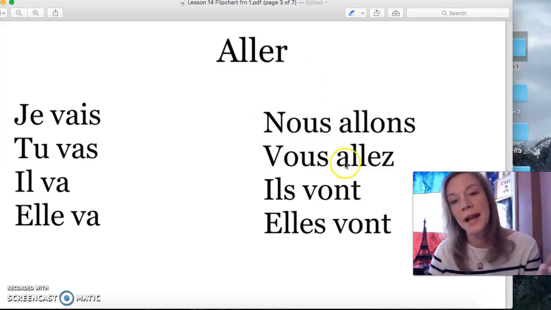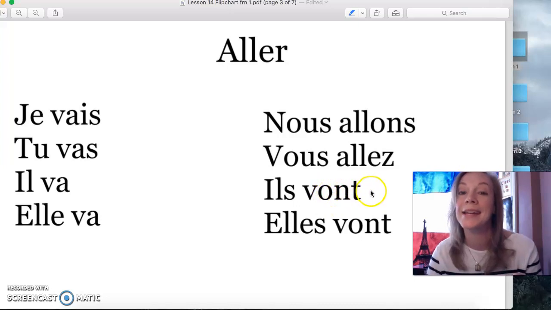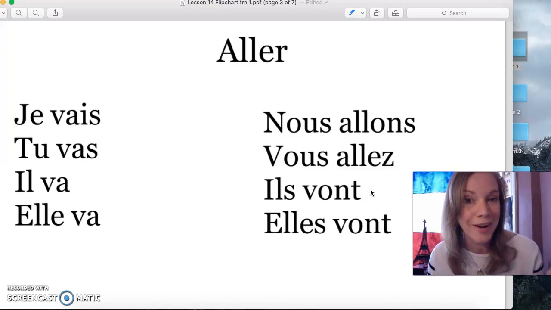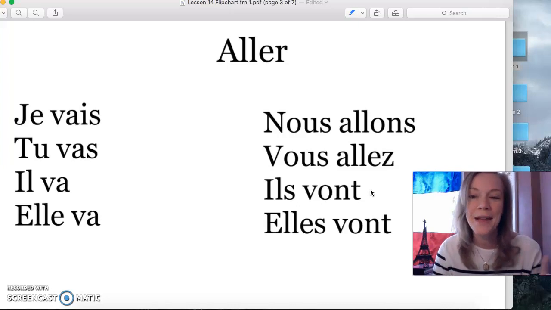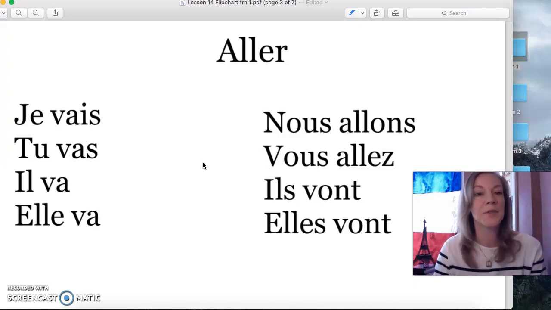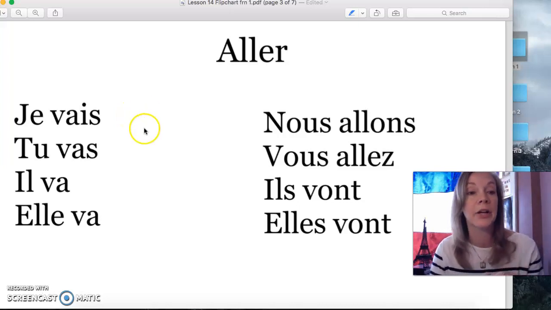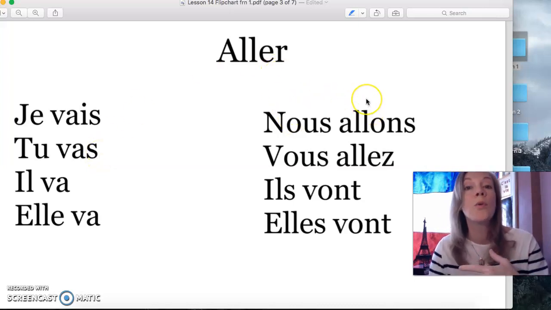And then over here on the plural side, you should also recognize ONS, EZ, ONT, just like ils sont for être, or ils font for the verb faire, or ils vont for the verb aller. Okay, so we have some actual patterns that you've possibly, hopefully, remembered from before. And all of this means to go. So when we say je vais, I go, or I am going. And we'll see that use of it a little bit later. Tu vas, you go, or you are going. Over here, nous allons, we go, or we are going.